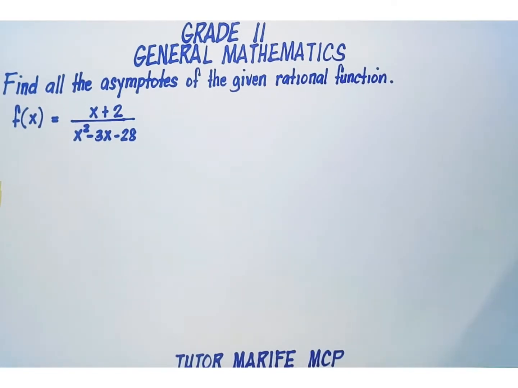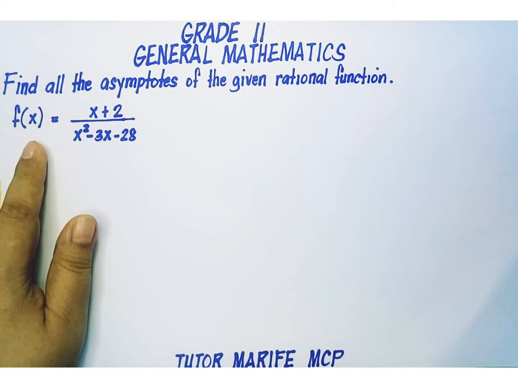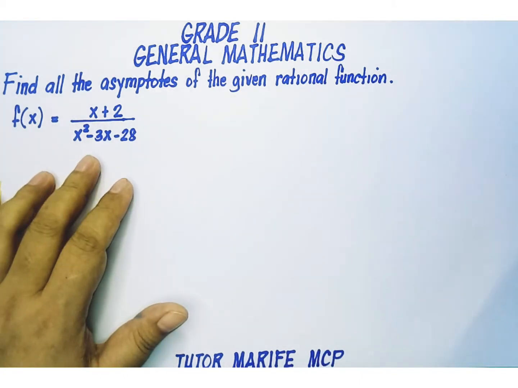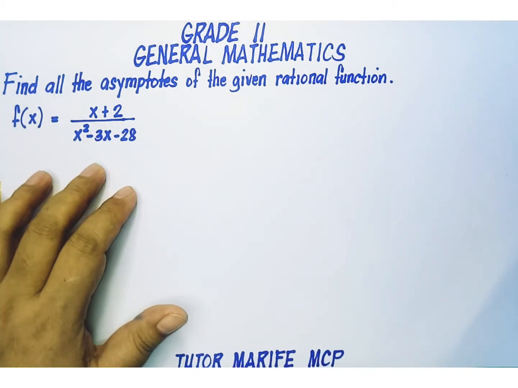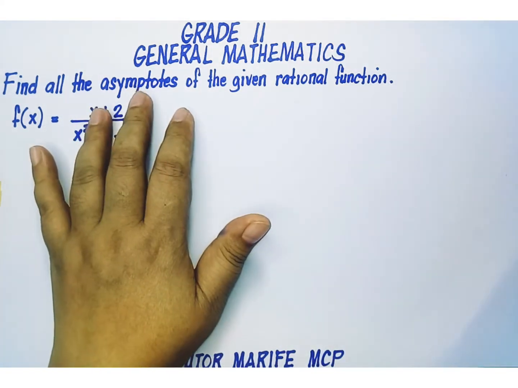Hello grade 11, ang tutorial session natin ay magfo-focus sa finding asymptotes of a given rational function. Ito ang ating given rational function, f of x equals x plus 2 all over x squared minus 3x minus 28. Okay? So, meron tayong three types of asymptotes.